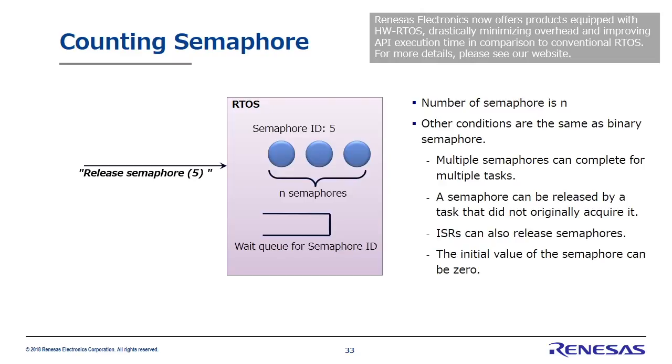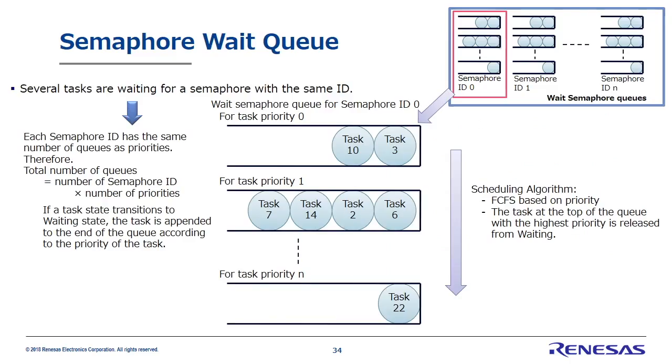What's more, in terms of programming tasks, since the task only has to invoke the Acquire Semaphore API when it wants a semaphore, and the RTOS handles all processing from then until the semaphore is acquired, software architecture can be made simpler and software reliability improved. As we explained on the previous page, when a task invokes the Acquire Semaphore API, but no semaphores are available, the task is enqueued in the semaphore wait queue. So how does this semaphore wait queue work?